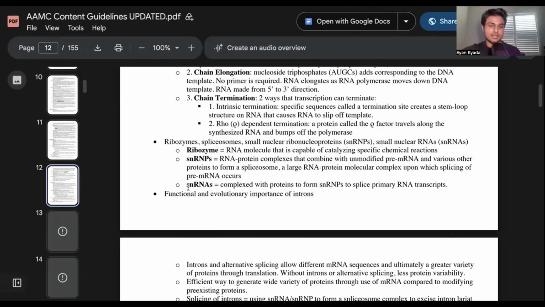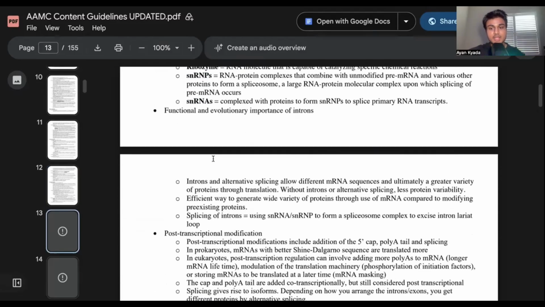So snRNAs are just small nuclear ribonucleic acids, so they're found in the nucleus. And when they combine with protein complexes and adopt some of that catalytic activity, ribonucleoproteins are going to form together and form a complex known as the spliceosome. And the spliceosome is what carries out alternative splicing.